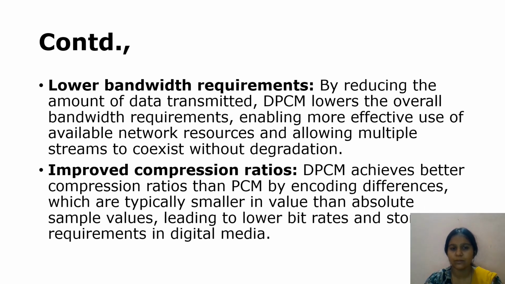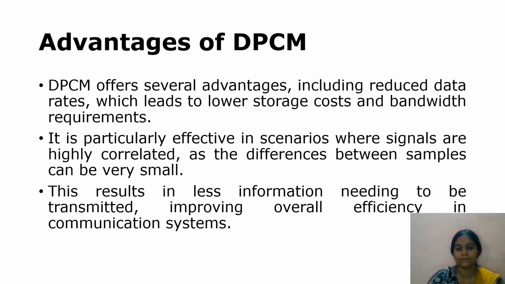Lower bandwidth requirement. By reducing the amount of data transmitted, the DPCM lowers the overall bandwidth requirement, enabling more effective use of available network resources and allowing multiple streams to coexist without degradation. And also improved compression ratios. DPCM achieves better compression ratios than PCM by encoding differences which are typically smaller in value than absolute samples, leading to lower bit rates and storage in digital media.